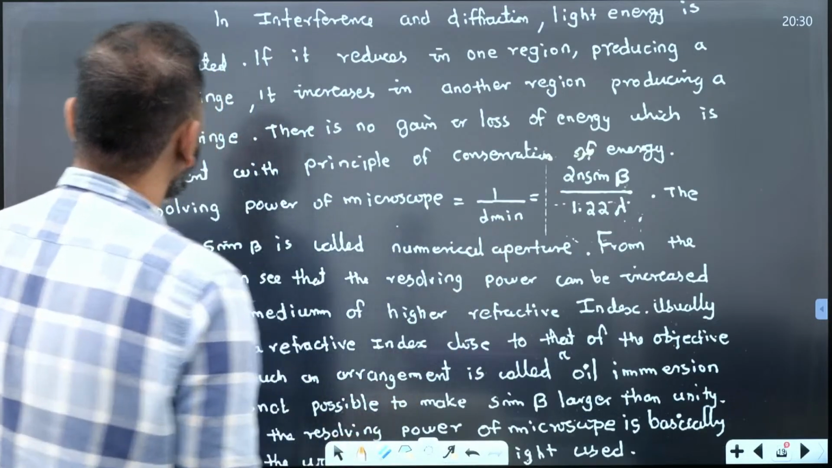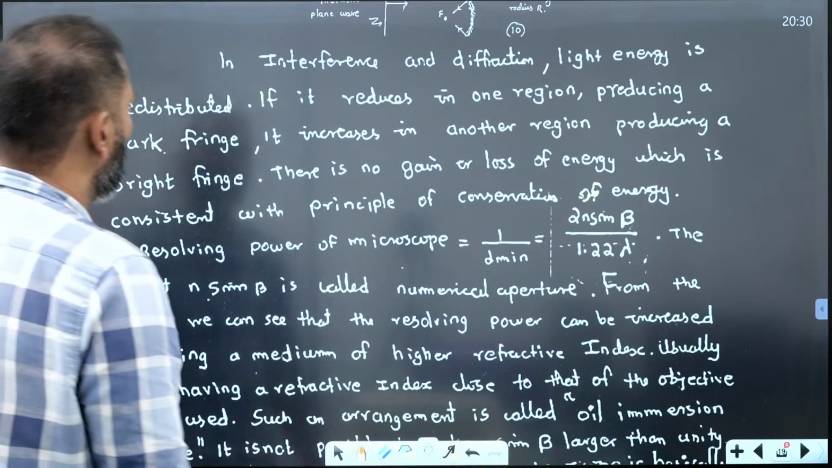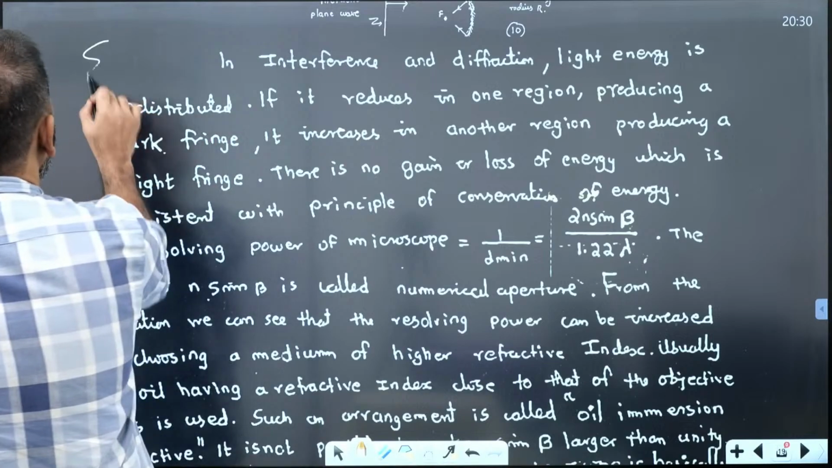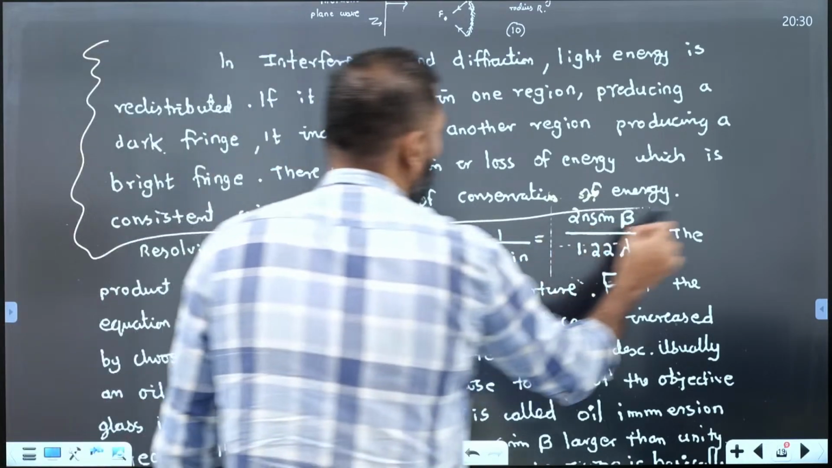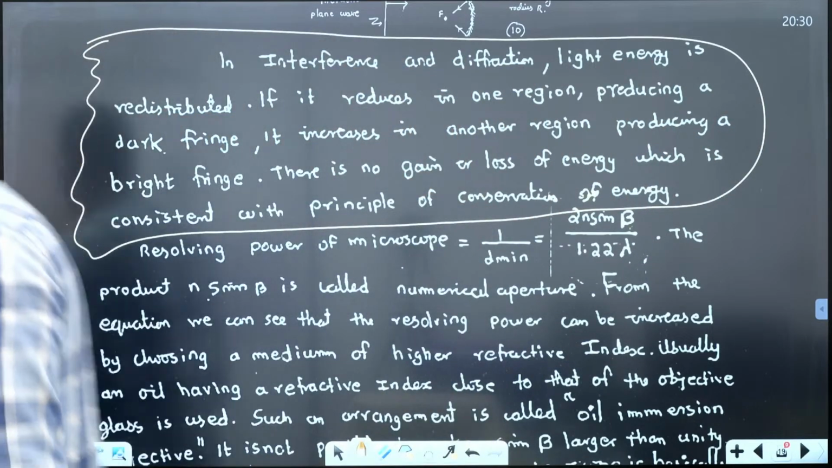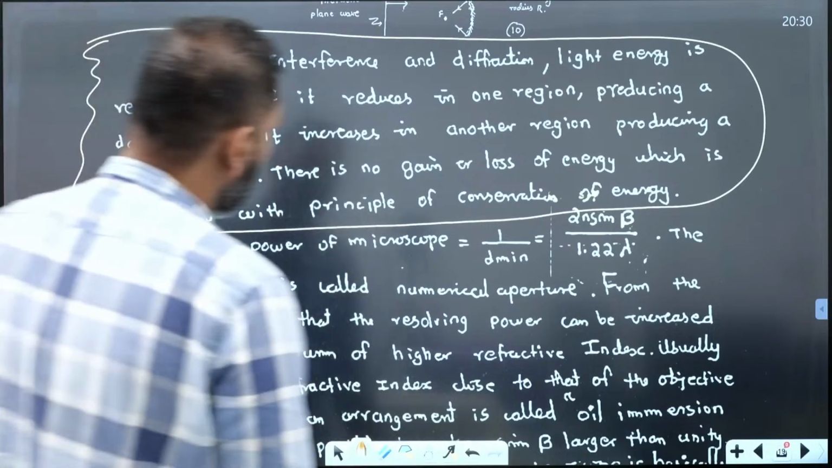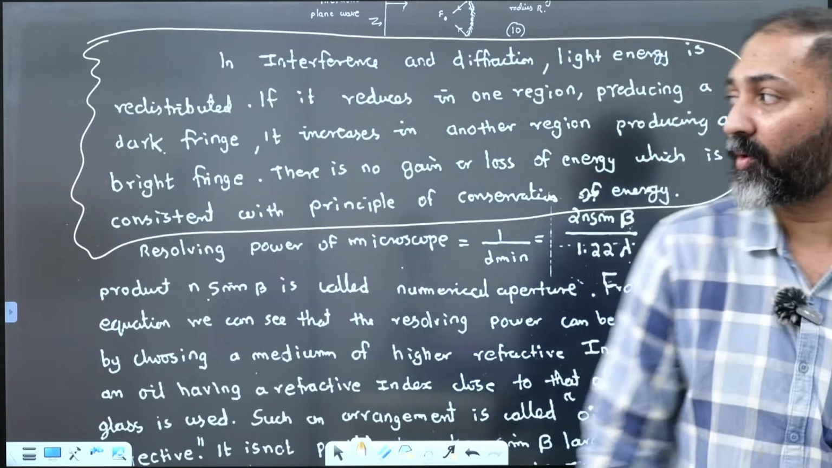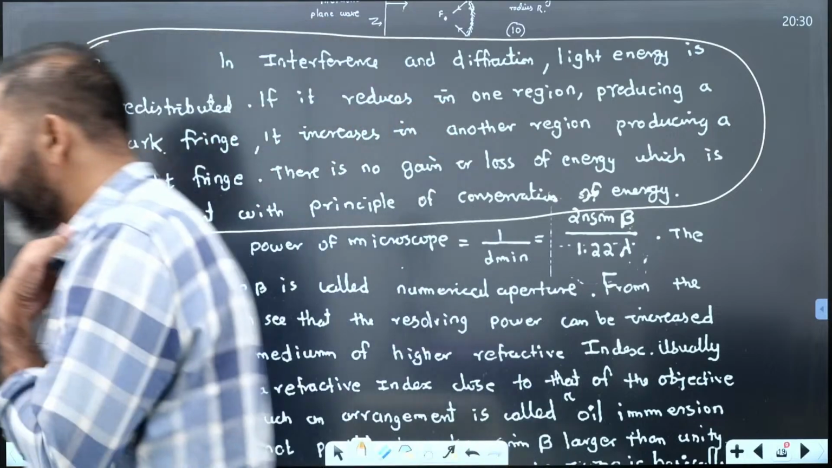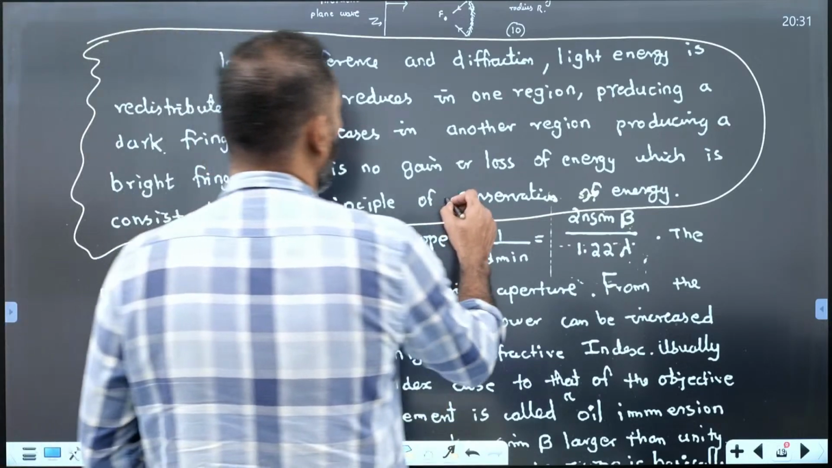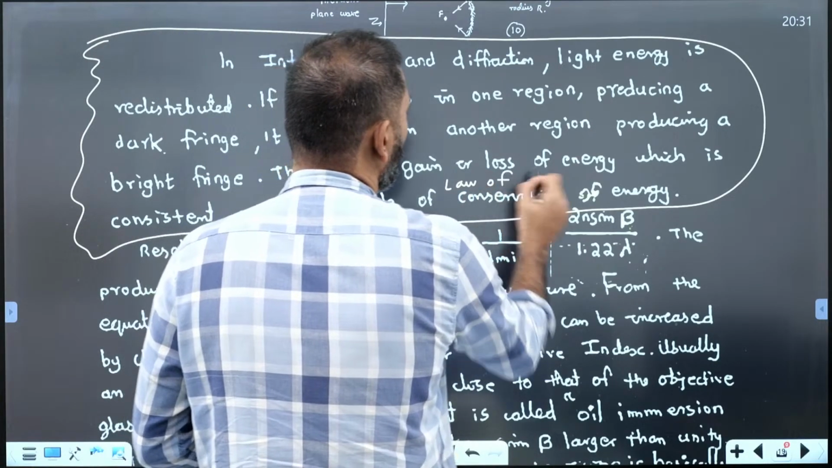In interference and diffraction, the paragraph is like this. Only this paragraph is required. In interference and diffraction, light energy is redistributed only. If it reduces in one region, producing a dark fringe, it increases in another region, producing a bright fringe. There is no gain or loss of energy, which is consistent with the principle of law of conservation of energy.